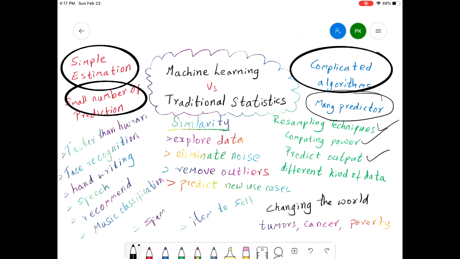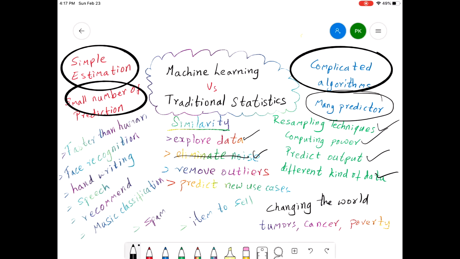Both traditional statistics and machine learning are used to explore the data. In simple terms, we can find out mean, median, mode, see how it's distributed, draw a Gaussian distribution, and so on. We can also use both machine learning and traditional statistics to eliminate the noise, and we can use box plots and other methods to remove the outliers, and we can use both to predict new cases. So both need independent validation in this case.